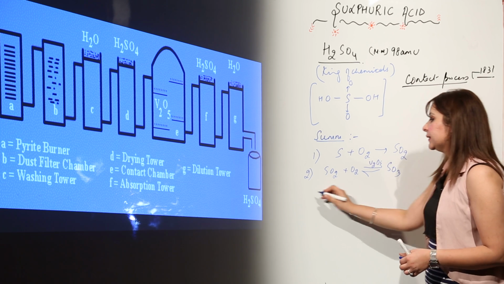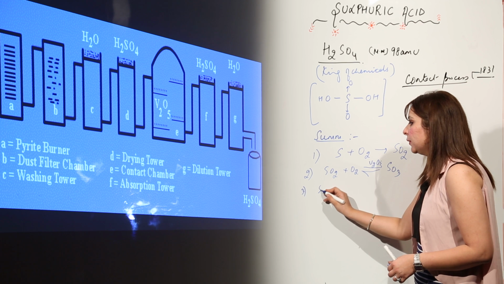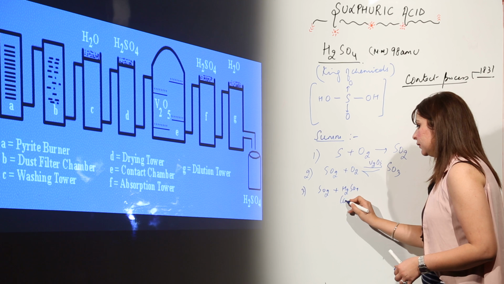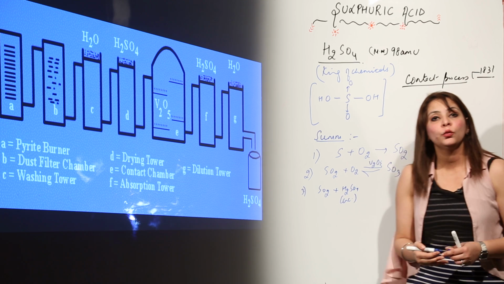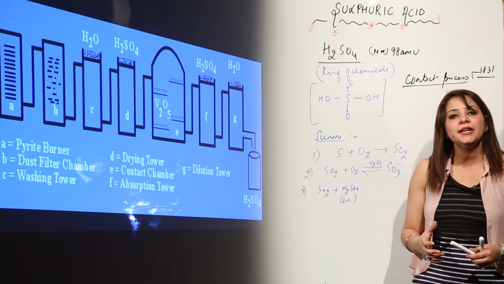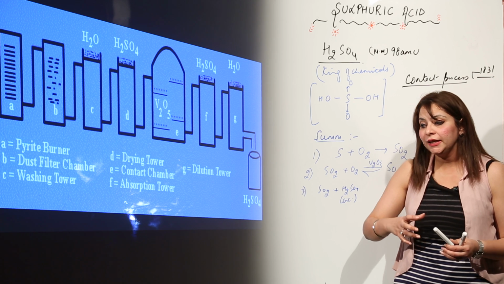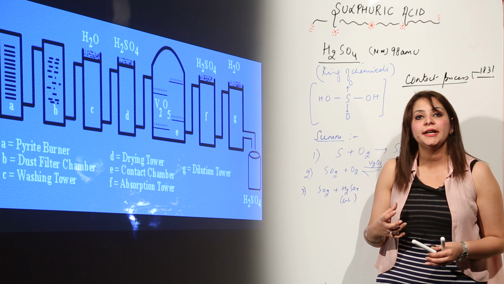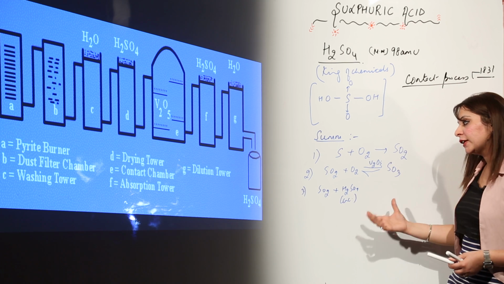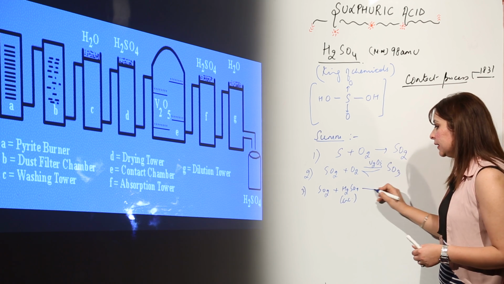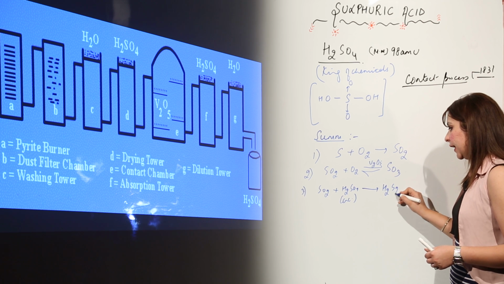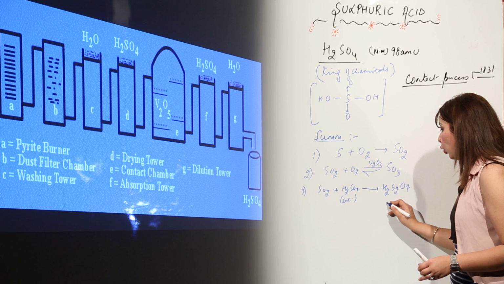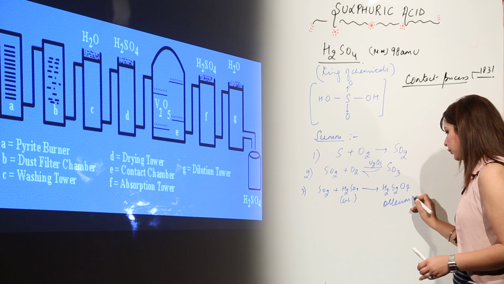Then this sulfur trioxide, which is formed in the second step, we react with concentrated sulfuric acid. As you are all familiar, concentrated acids are those which contain a higher proportion of the acid content, but the water content is very low. So we react it with concentrated sulfuric acid, and you know what we get? We get H2S2O7, which is highly concentrated sulfuric acid called oleum.